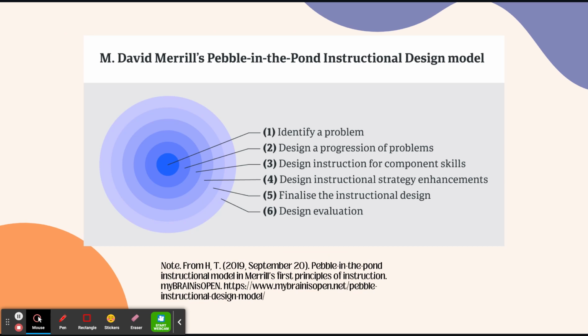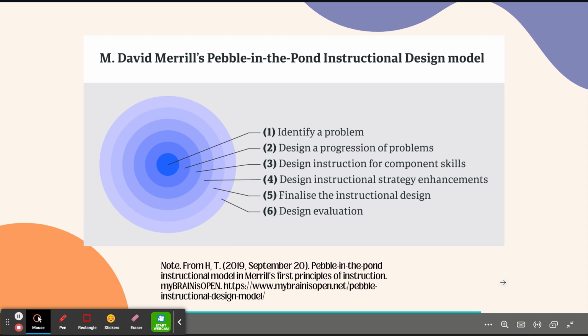So here's also another visual for the pebble in the pond instructional design model. This one has 6, but essentially 5 and 6 are combined for the point of this presentation. So we identify our problem as our first step, or our first ripple, is what we're going to call them. Our second ripple is designing a progression of problems. Third ripple is design instruction for competent skills. The fourth ripple is design instructional strategy enhancements. And the fifth and sixth kind of combined into one is finalize the instructional design as well as design the evaluation.